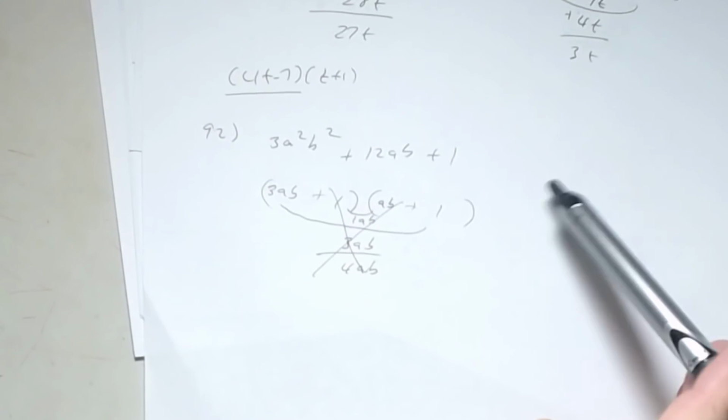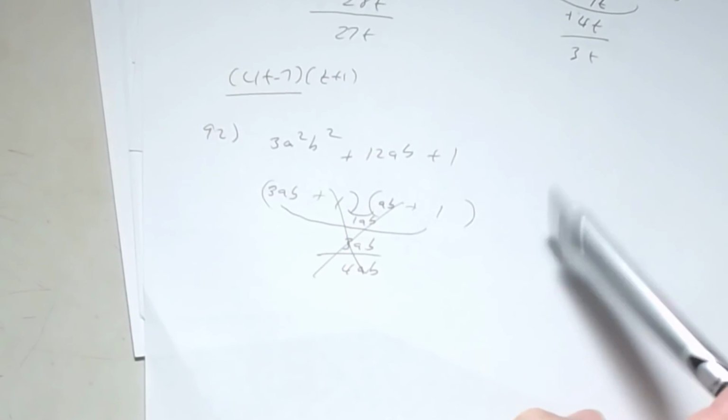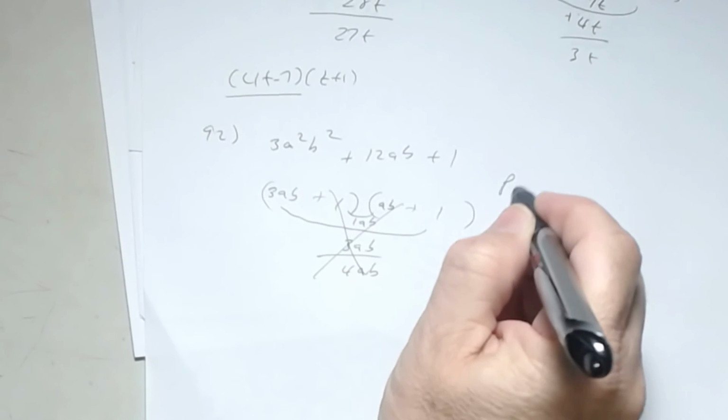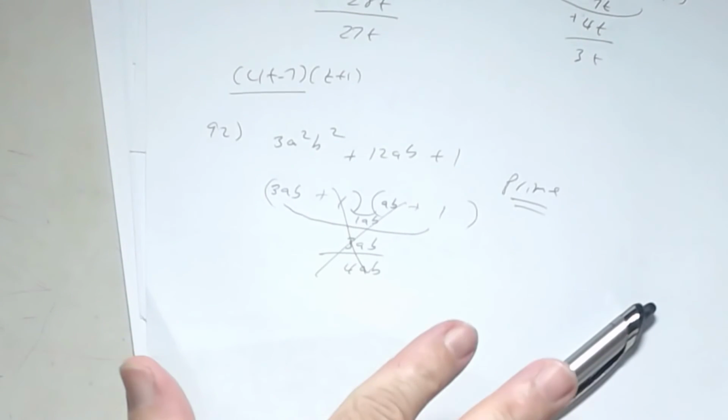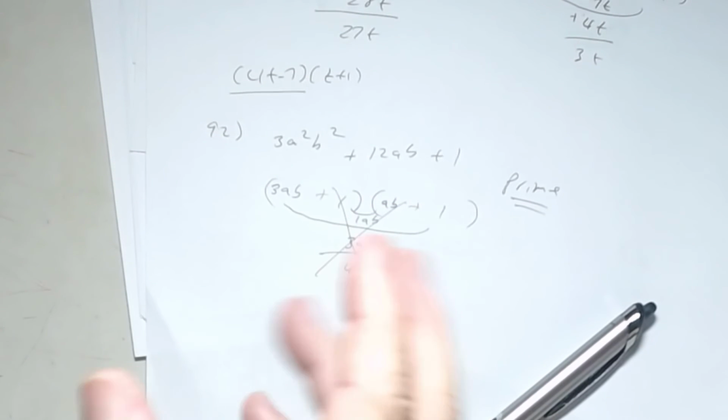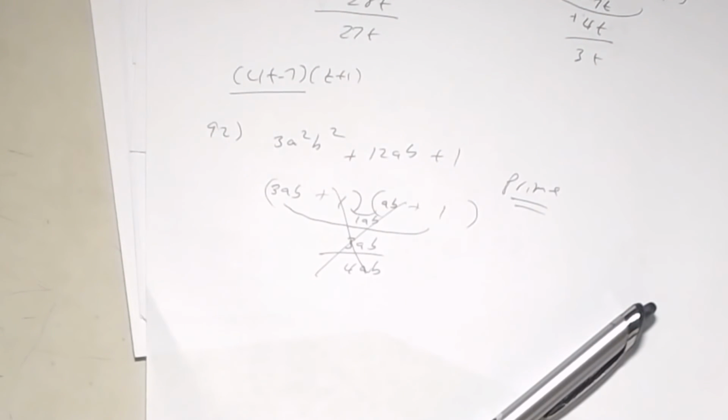So it's prime. Remember, 3 and 1 are prime to begin with. Now that's not why it's prime, but what I'm saying here is that there's only one possibility for 3 and 1. Switching is not going to help. Nothing is going to work. So it's prime. Okay.